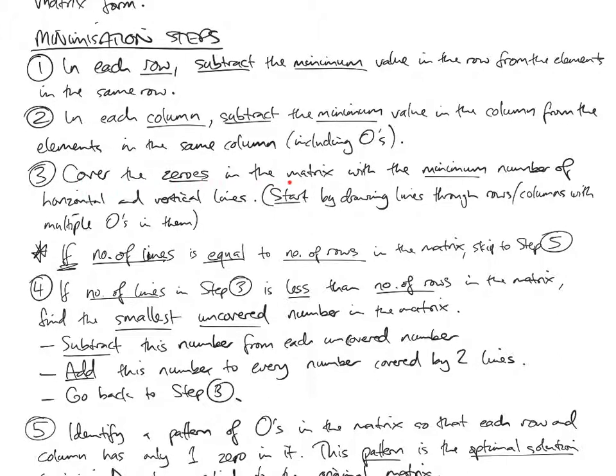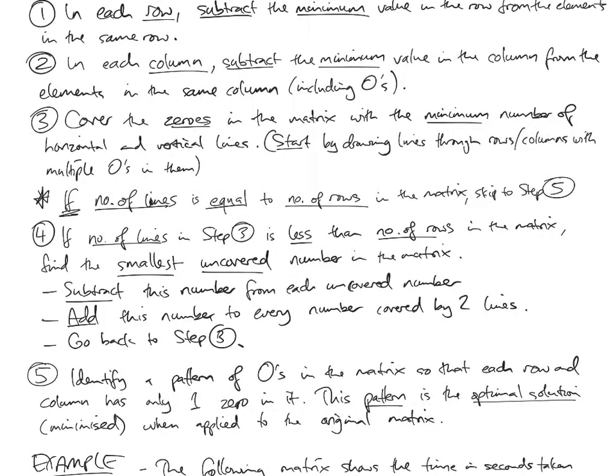Step 3, cover the zeros up in the matrix with the minimum number of horizontal and vertical lines. I found that the best way to do this is, instead of just drawing a line through the first zero that you spot, start by drawing lines through any rows and columns that you find that have multiple zeros in them. Start with the most number of zeros in each column and row, then work your way down, say 4, 3, 2, 1, that sort of thing. Don't start off with columns and rows with just 1 zero in them. And as part of step 3, if the number of lines that you've drawn to cover up zeros is equal to the number of rows in the matrix, you skip straight down to step 5. If not, however, you do step 4.